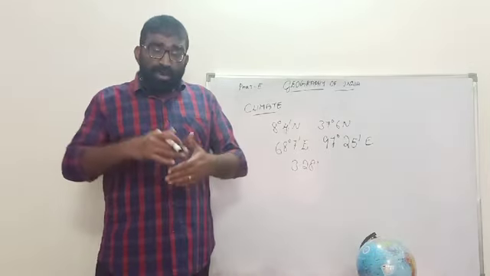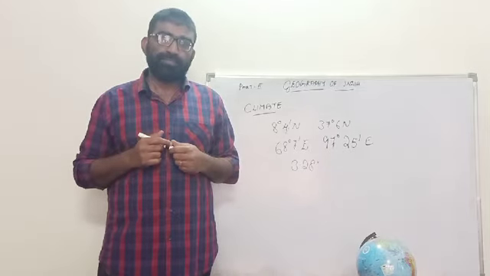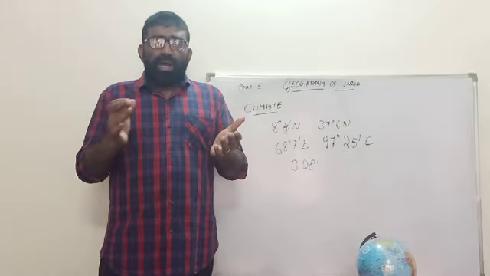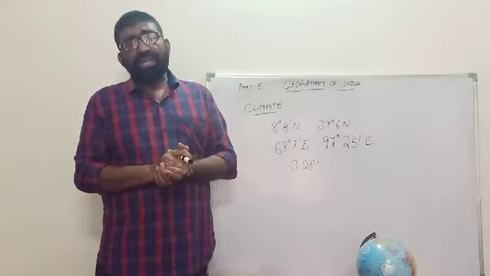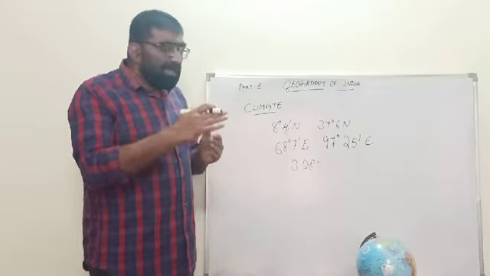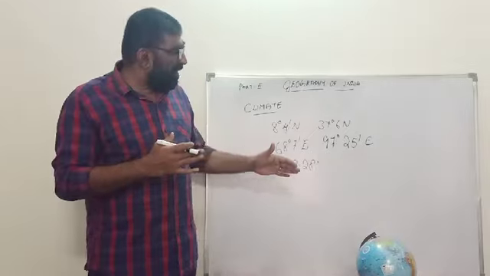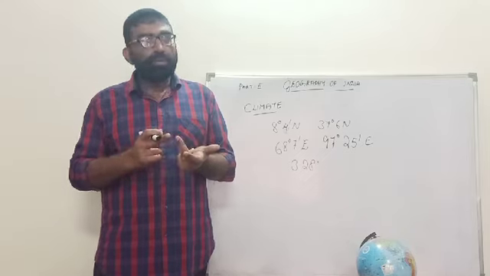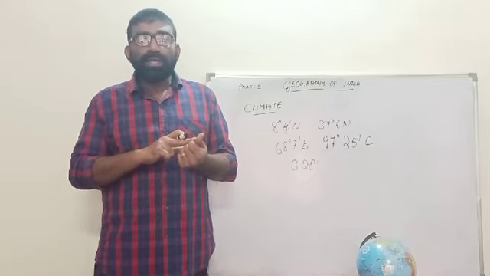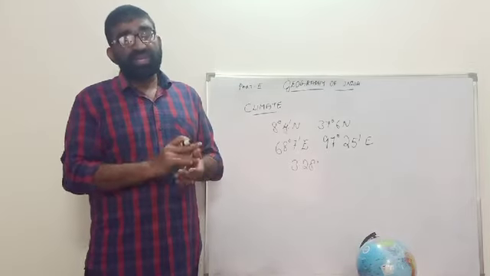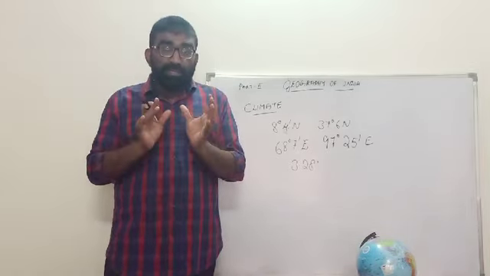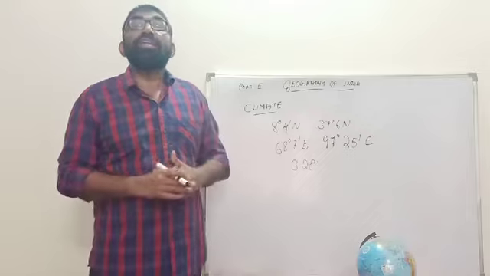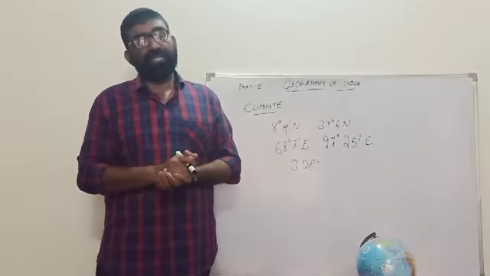And we have studied about the weather and climate in lower classes. Weather or climate of a place is studied based on certain factors: temperature, rainfall, prevailing winds, humidity, and atmospheric pressure. These 5 factors determine the climate of any place. So these factors are called determinants of climate or elements of climate.